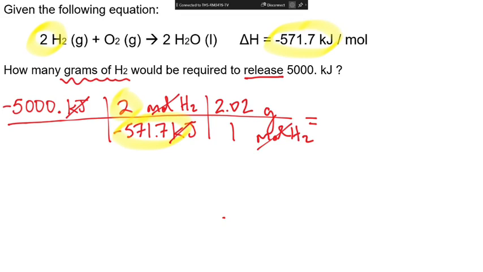I'll do negative 5,000 times 2, divided by negative 571.7, times 2.02. And with 4 sig figs, I'm going to get 35.33. Multiply the numbers on top, divide by the numbers on the bottom. And that's grams of H2, and that's 4 sig figs there.